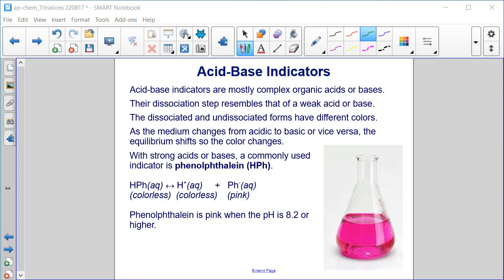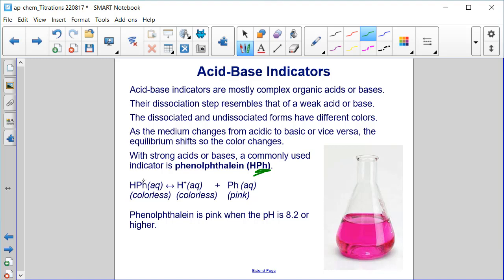Acid-base indicators are mostly made of complex organic acids or bases. Their dissociation step resembles that of a weak acid or base. The dissociated and undissociated forms have different colors. As the medium changes from acidic to basic or vice versa during a titration, the equilibrium shifts, so the color changes. With strong acids or bases, a commonly used indicator is phenolphthalein, which we will symbolize with HPh here.